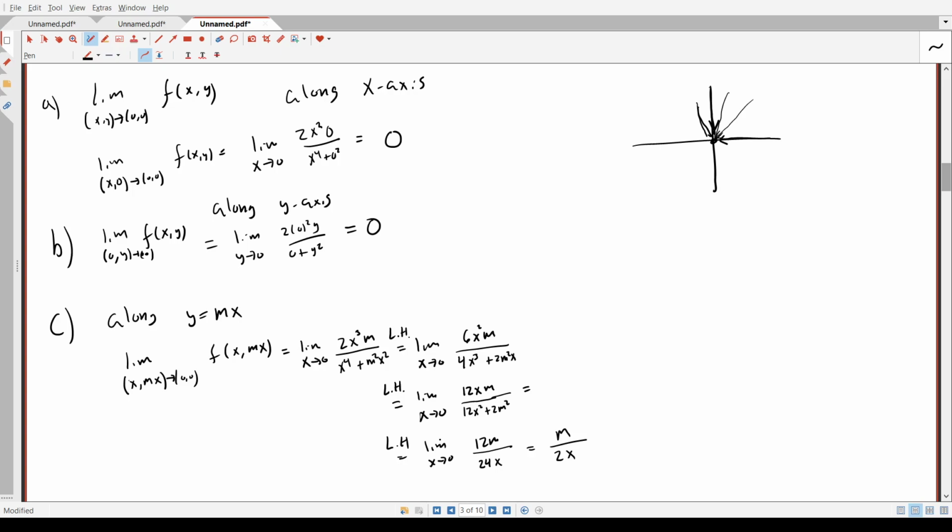Oh, I see, I see. Okay, so this is going to be either we want to say infinity, or the limit does not exist.